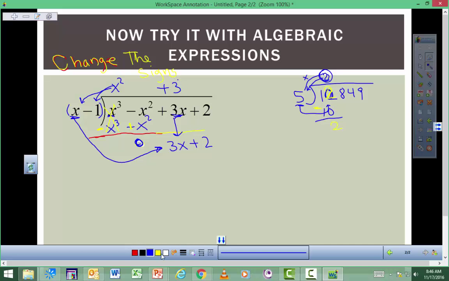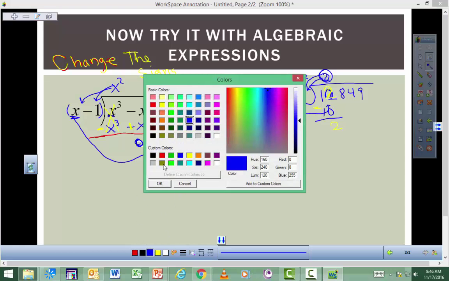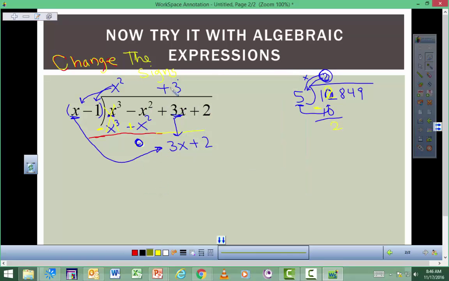This number, isn't there a better color? Can I use this cool green here? You got to take this number here and multiply it by this down here. And you got to multiply both terms. So 3 times x gives you 3x. And 3 times negative 1 is negative 3.